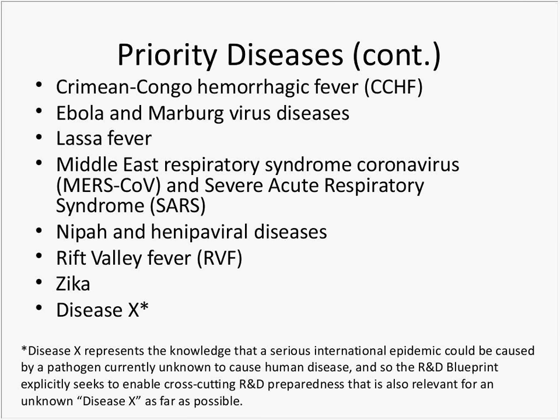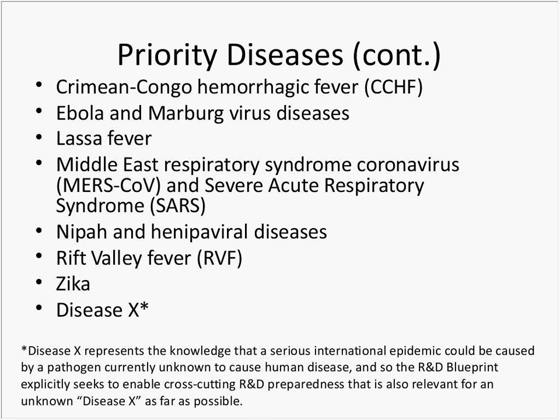It represents a knowledge base that we need to embark upon in terms of anticipating a serious international epidemic that may be caused by a pathogen currently unknown to cause human disease. And so the R&D blueprint really is trying to develop the kind of cross-cutting R&D preparedness that's relevant for this type of situation. Imagine we look back on the first emergence of HIV, imagine the first emergence of the various coronavirus infections. Any one of these, you can see at that time they would have been Disease X.